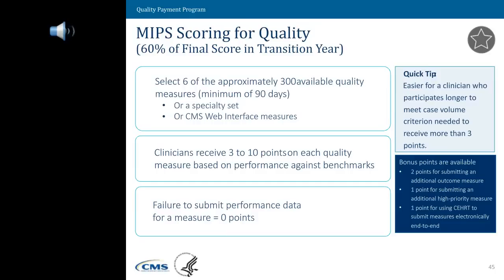more information is available, especially through the technical assistance and such. But there are bonus points for electronic reporting. There are bonus points for selecting measures with outcome measures or other high priority measures. So if we can go to the next slide, please.